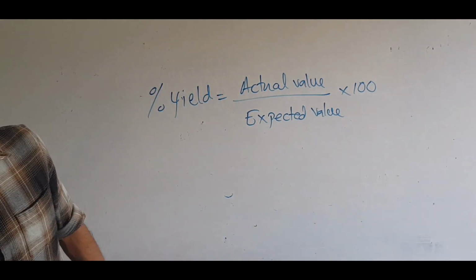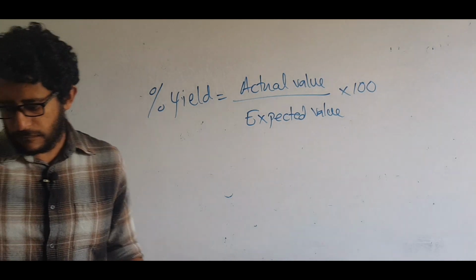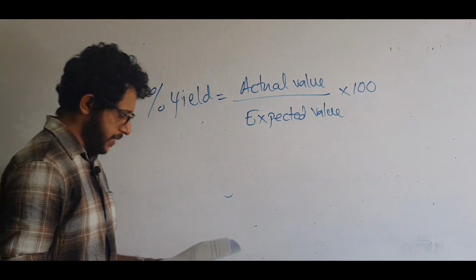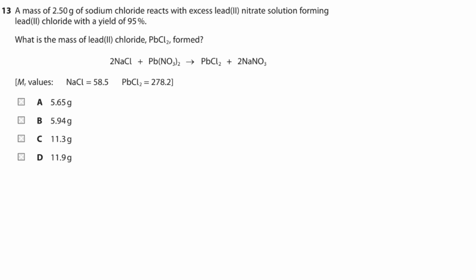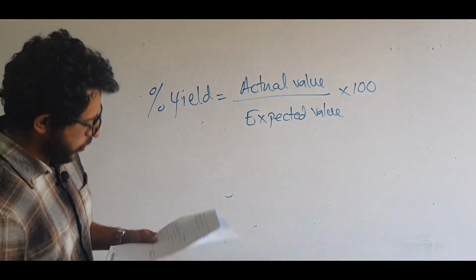So, this is the first one. It's a recent past paper. It says a mass of 2.5 gram of sodium chloride reacts with excess lead nitrate solution forming lead chloride with yield 95%. Mass of lead chloride formed. So, formed mass means the actual value. So, they are asking for the actual value. So, this is how we can do this.